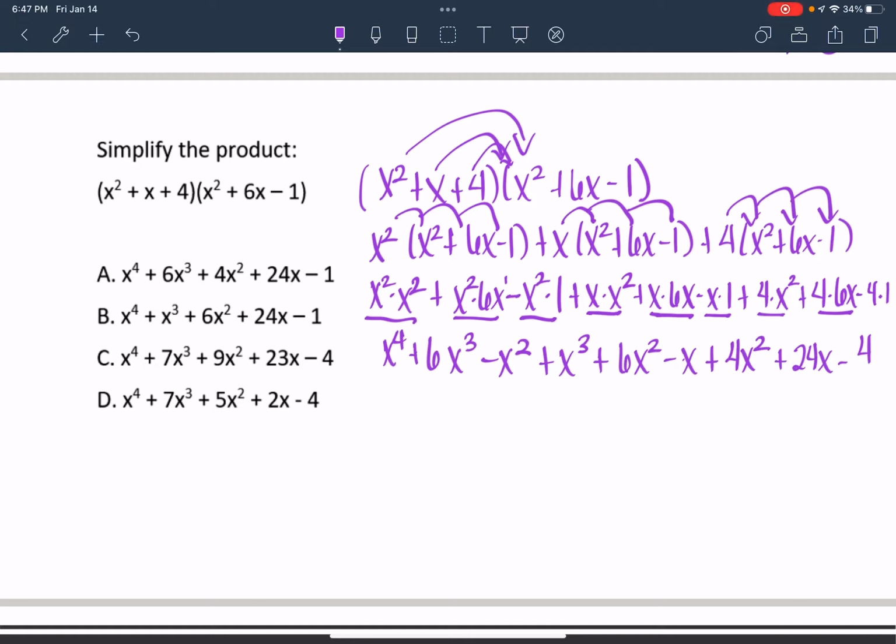So now remember, I have to finally go through and pull out any like terms. So the x to the 4th is by itself. Then I have 6x cubed. I have x cubed. And that's all my x cubed terms.